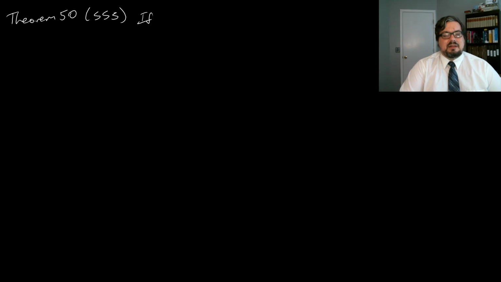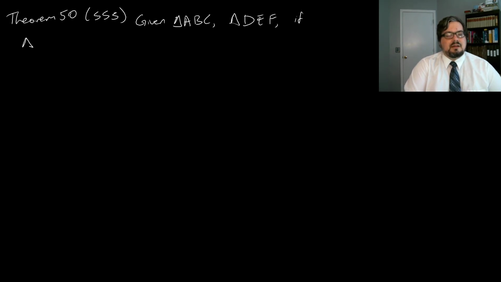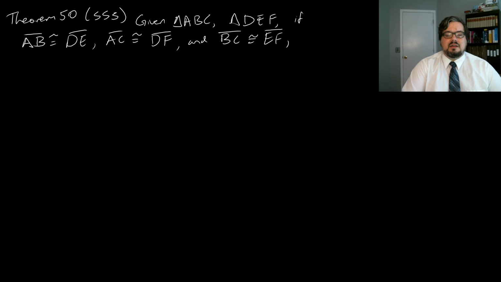So theorem 50, side, side, side, says that, or let me write it this way, given triangle ABC and triangle DEF, if AB is congruent to DE, AC is congruent to DF, and BC is congruent to EF, then triangle ABC is congruent to triangle DEF.